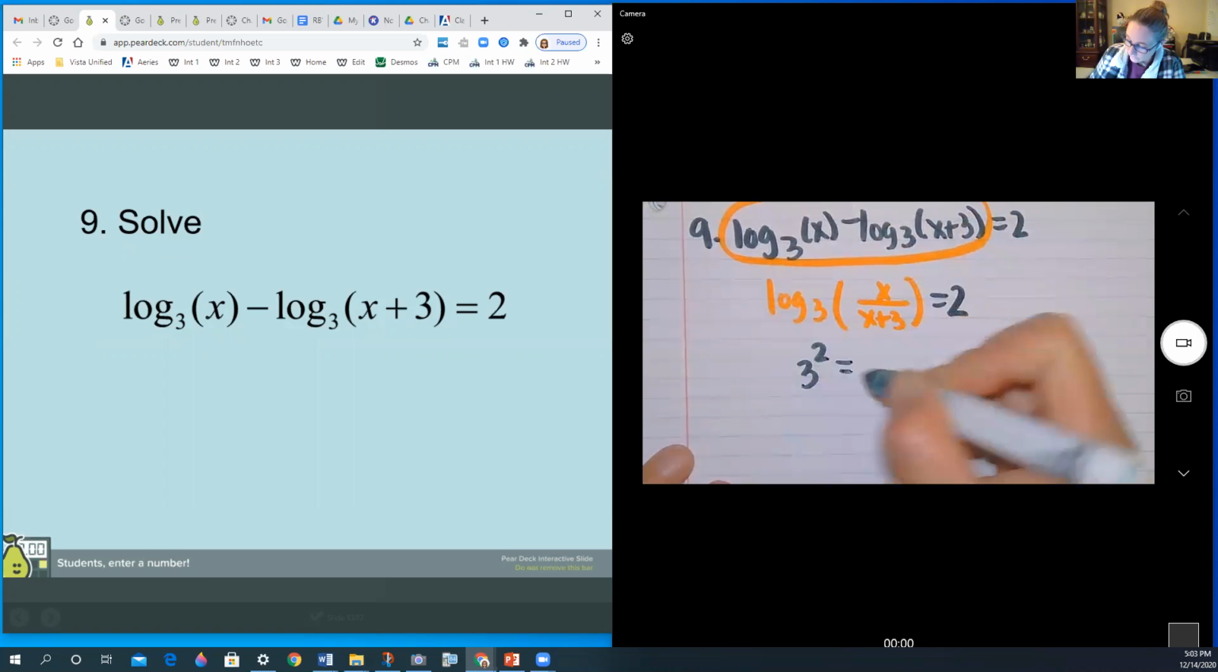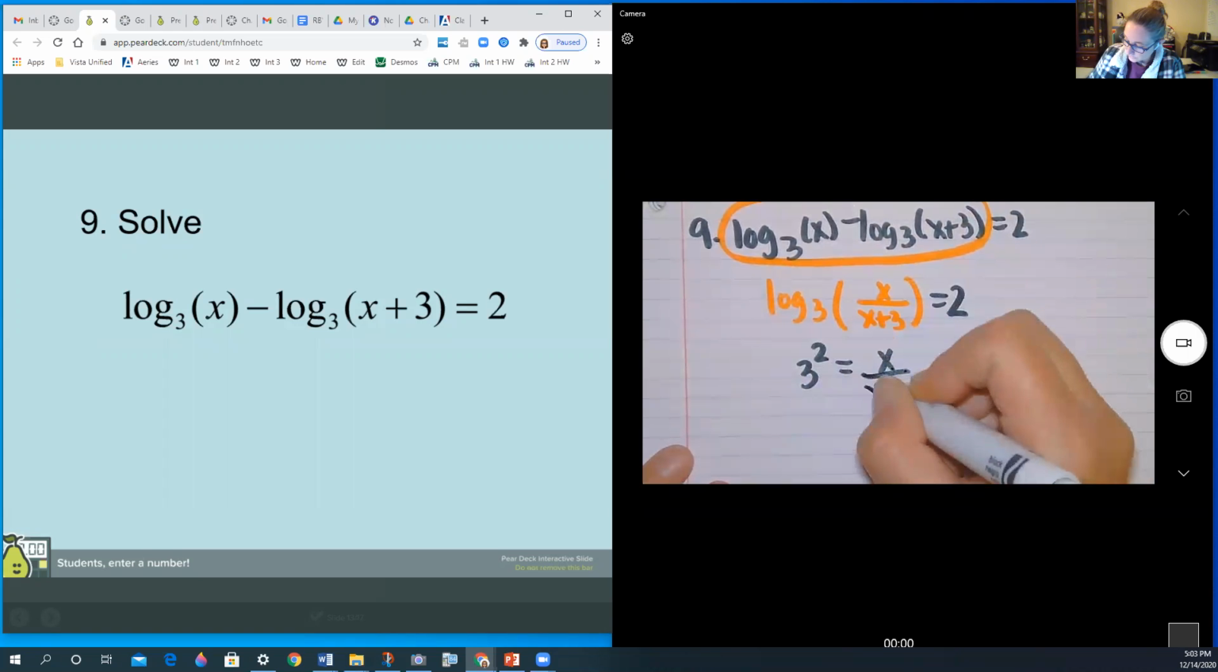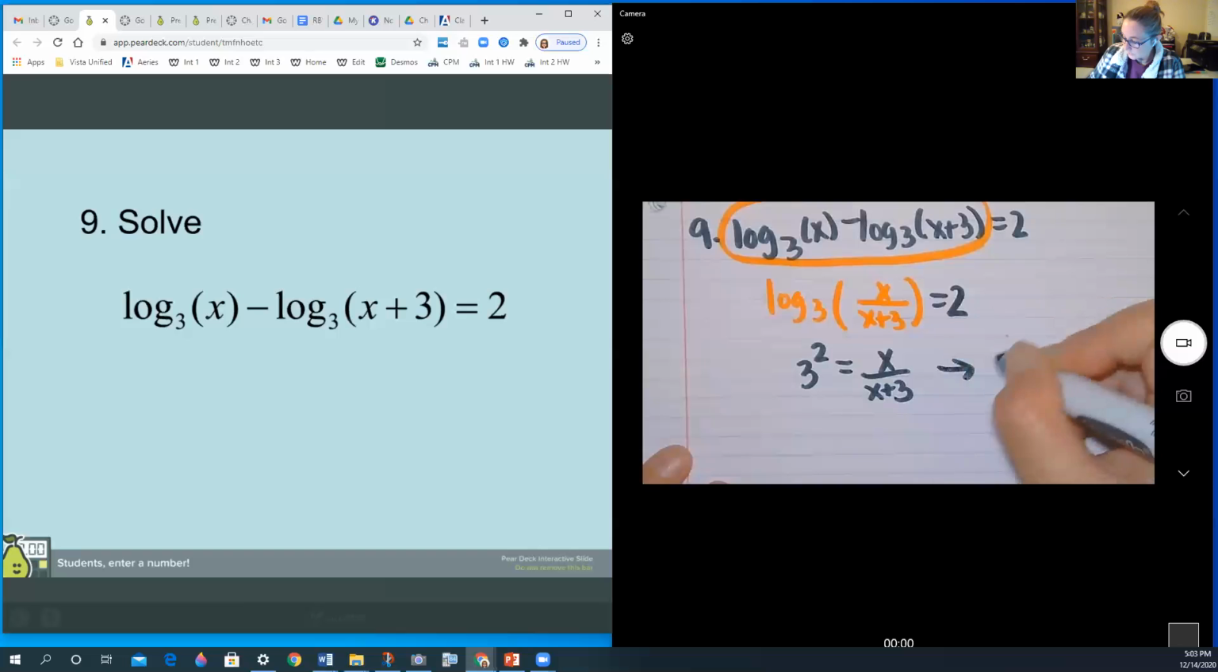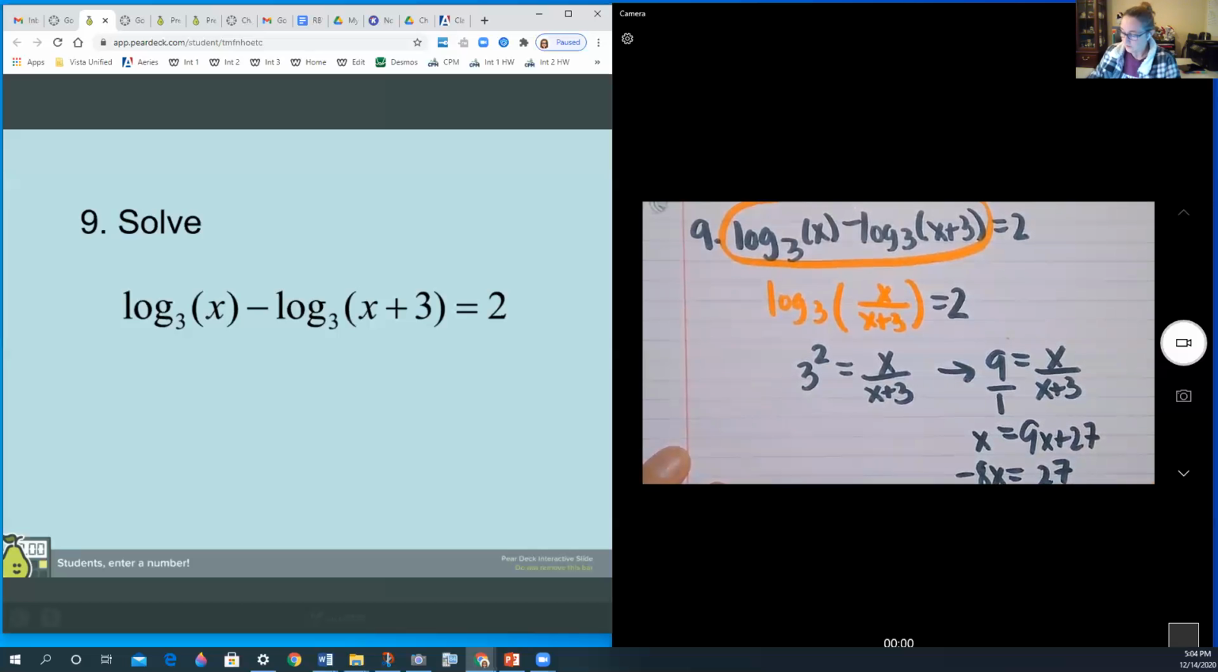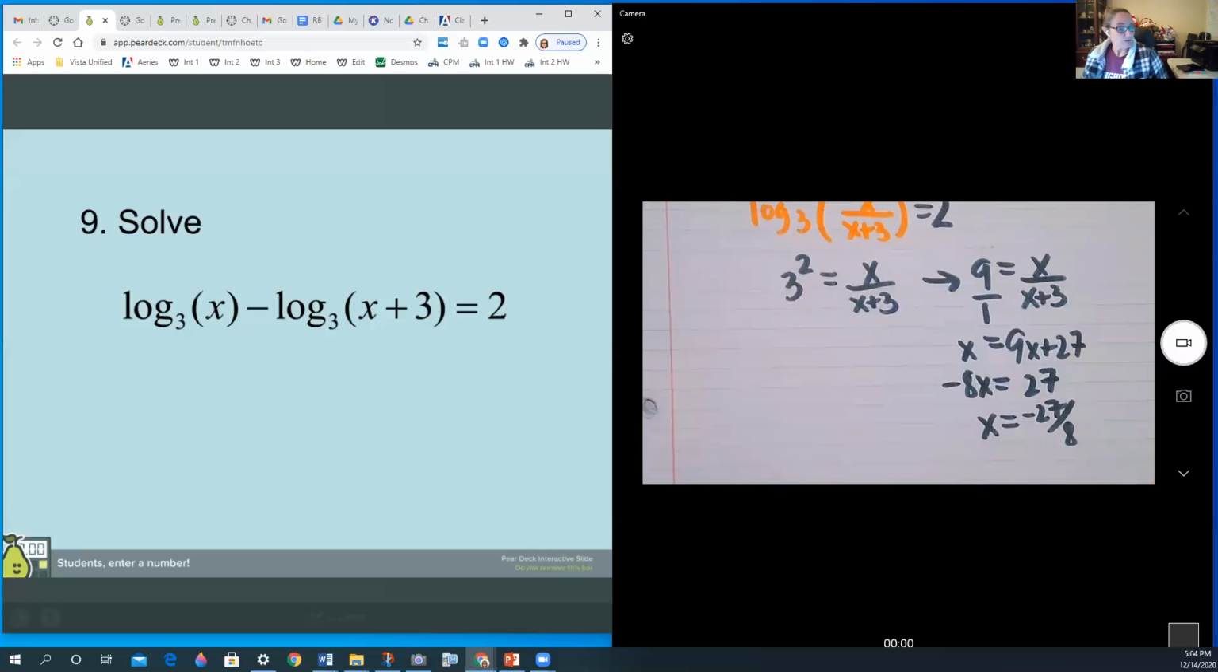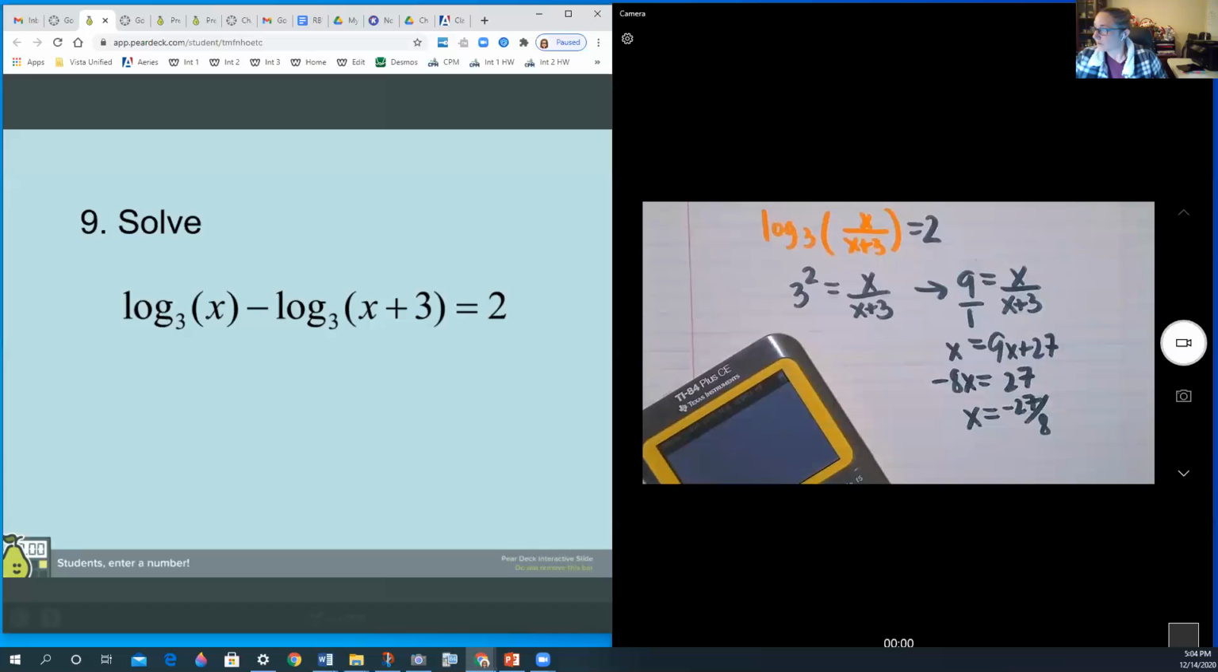So I'm going to go 3 squared. 3 to the second is equal to x over x plus 3. That is going to give me 9 is equal to x over x plus 3. I'm going to put this 9 over 1 and cross multiply. So I'm going to get x equal, when I multiply this together, 9x plus 27. I'm going to subtract 9x, so I'm going to get -8x is equal to 27. So x is equal to -27 over 8.